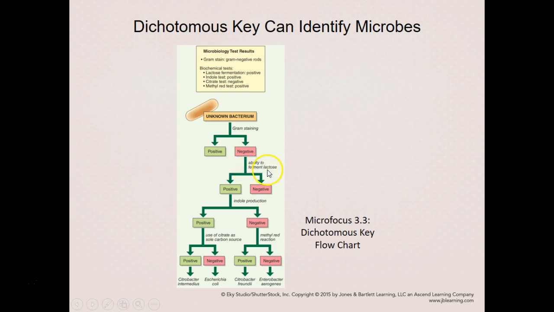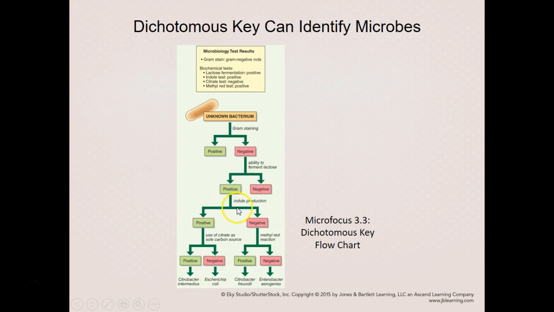This would be a chemical test to determine if they utilize lactose. We can get positive or negative results again. And in this case, we got positive results. So if we have positive results, we can then run another test to see if they produce indole from tryptophan. So if we have positive results, then we can use a citrate test to see if they can use citrate as their sole source of carbon. If it's positive, then they are this species. If it's negative, then they are this species.